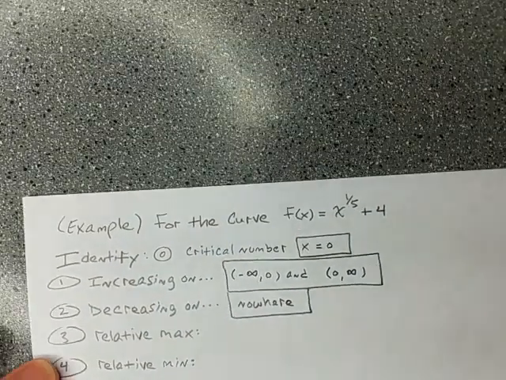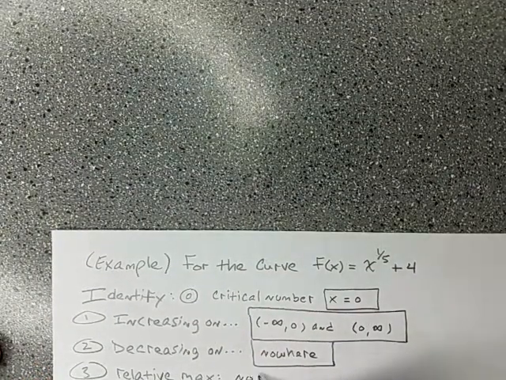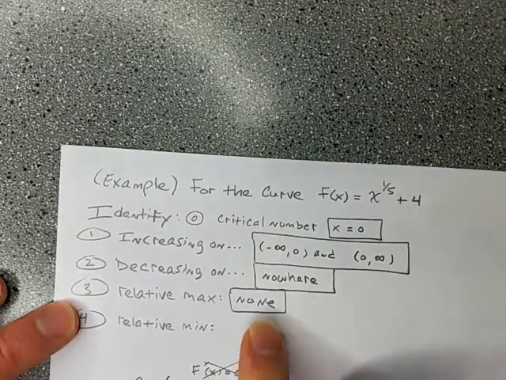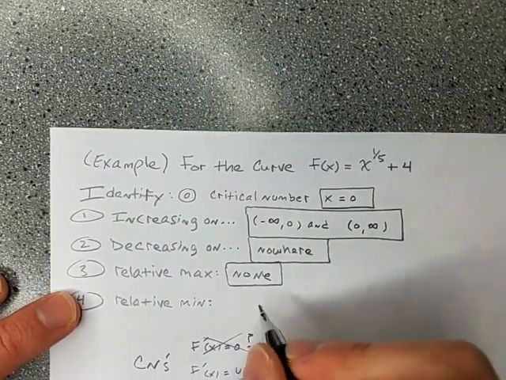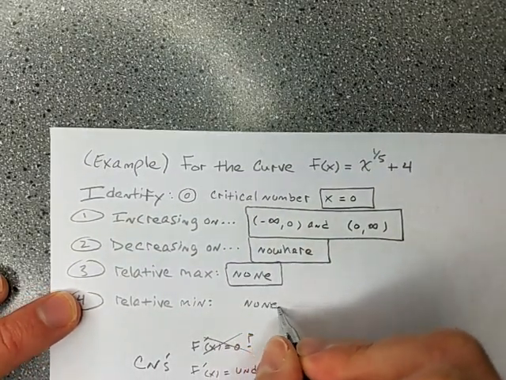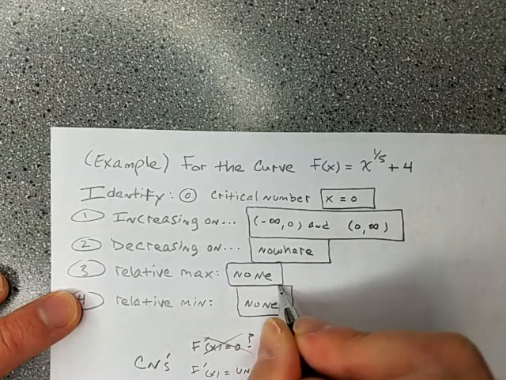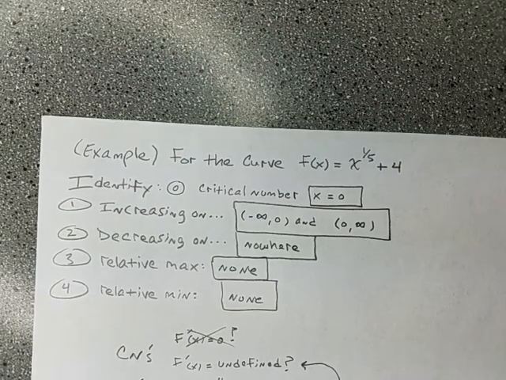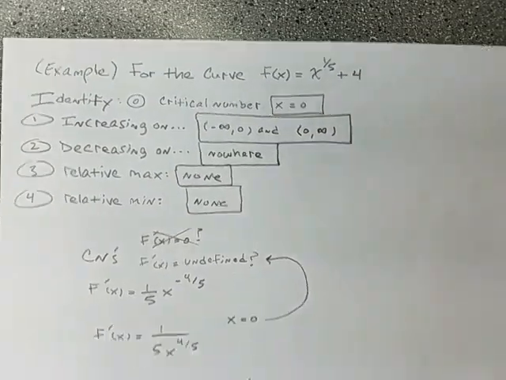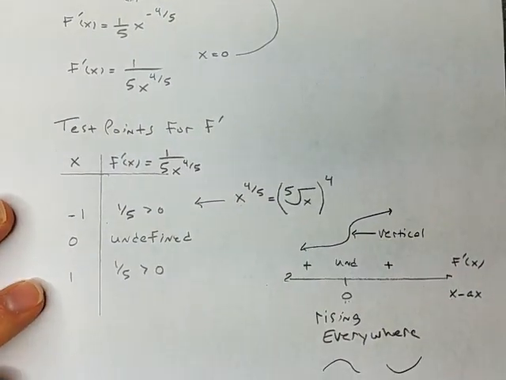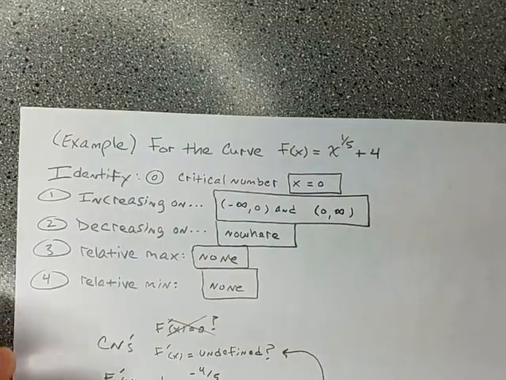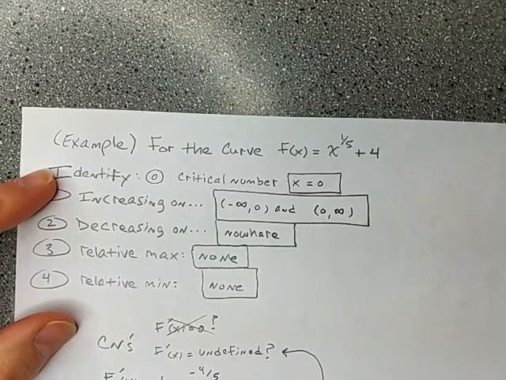All right? So relative maximum, there isn't one. The curve does not have the right kind of shape to have a relative maximum. And relative minimum doesn't have one either. The curve does not have the right kind of shape to have a relative minimum. It just doesn't. If it's rising everywhere, it doesn't have the right kind of shape. That's what we can tell from this. All right, so there's everything about this one.